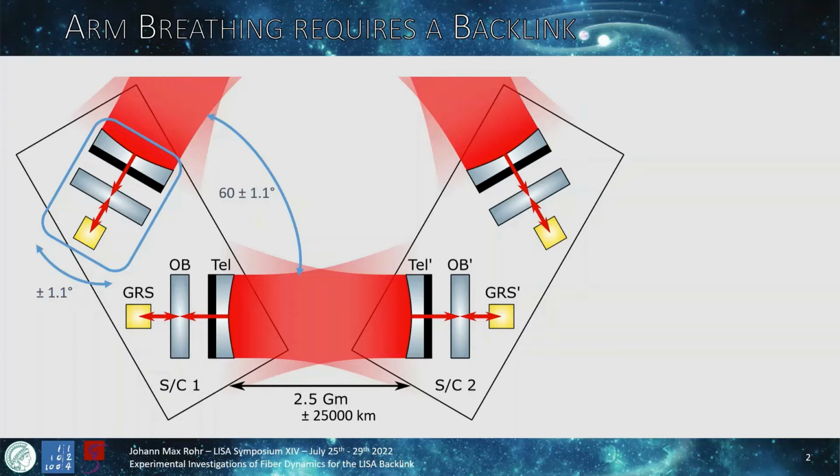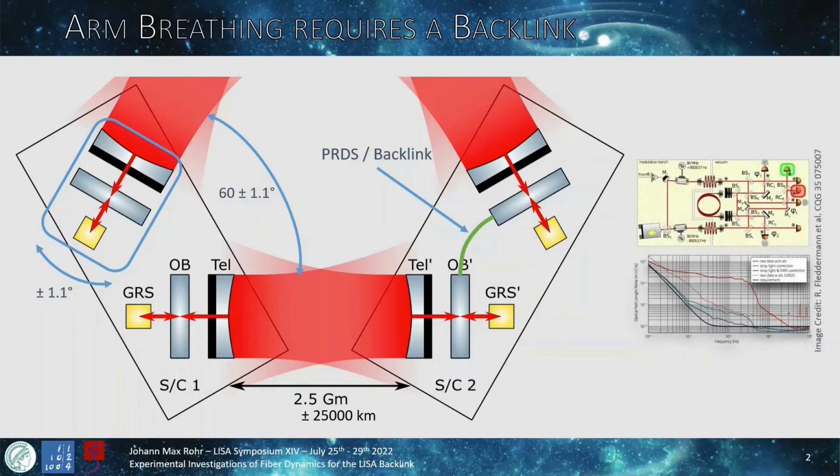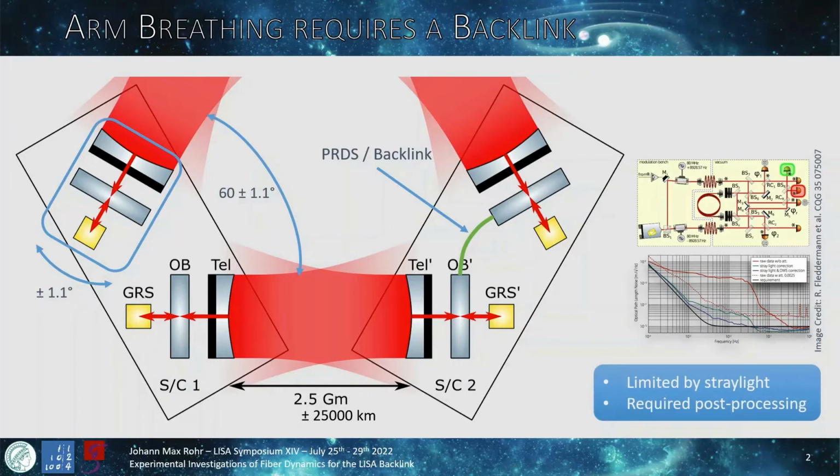In consequence, laser frequency noise will limit the sensitivity of LISA, requiring techniques like TDI to extract the gravitational wave signal. To make TDI work, a phase reference between the two lasers in a spacecraft is needed, which is generated by the backlink. As a result of the motion of the MOSA, the backlink needs to be flexible. Therefore, a fiber connection is planned. A former experiment by our colleague Roland Flederman showed that this will in principle work, but is limited by straylight and requires post-processing.